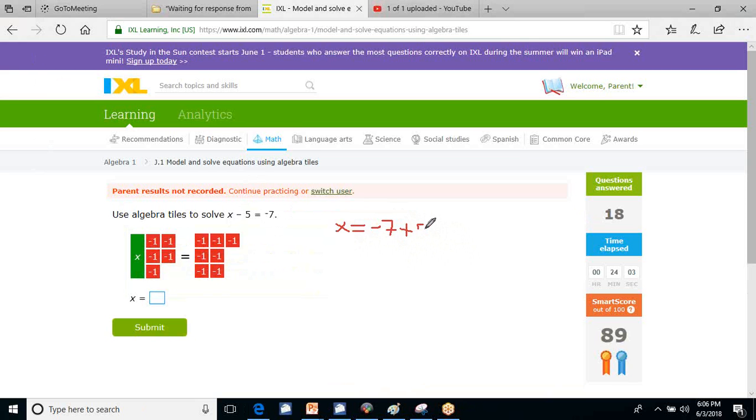So x is equal to minus 7 plus 5. That's minus 2, right? Minus 7 plus 5 is minus 2, right? You see that? So you follow it, right? Okay.